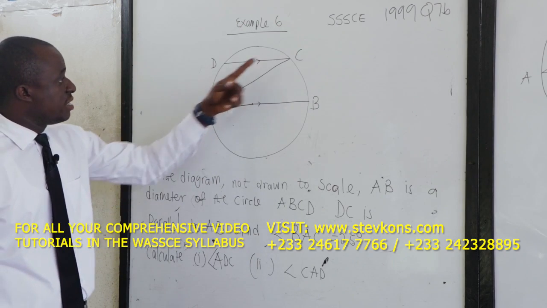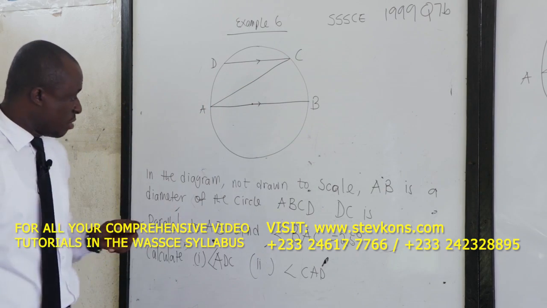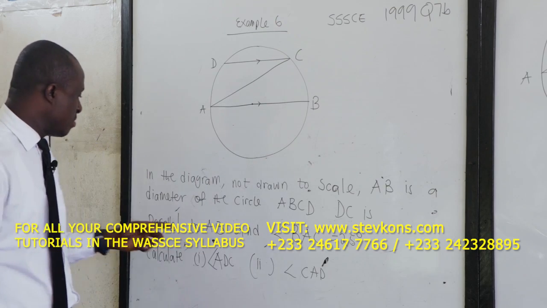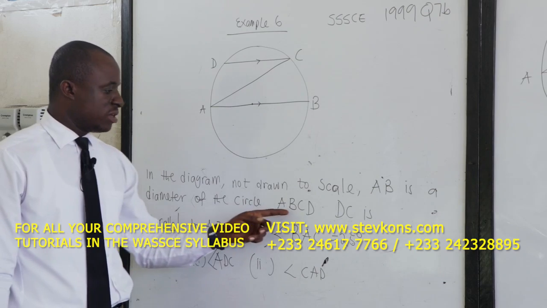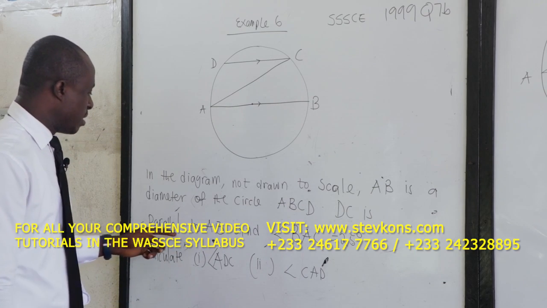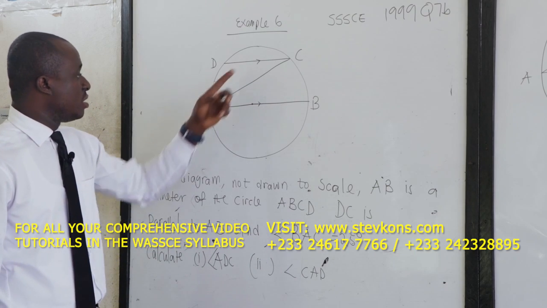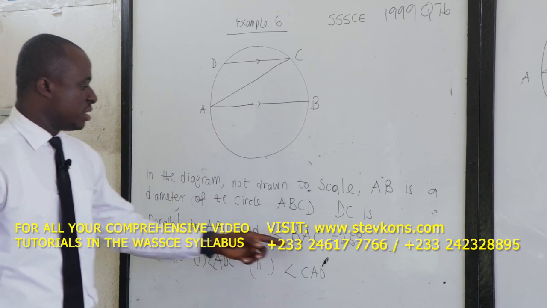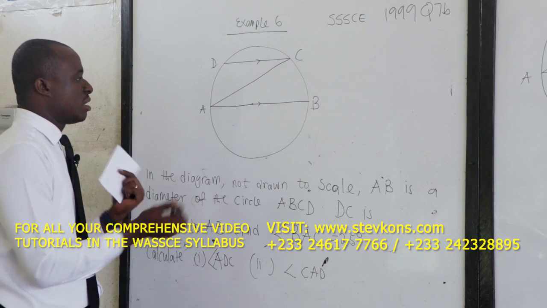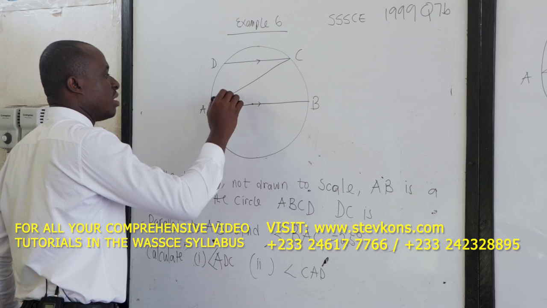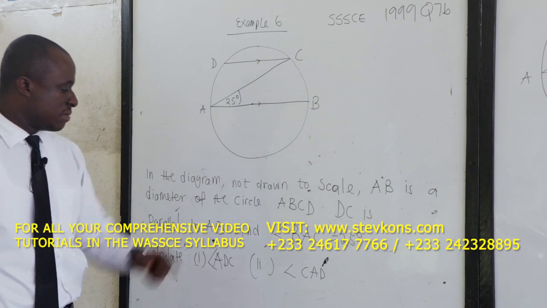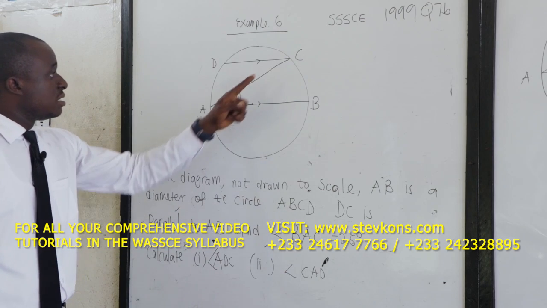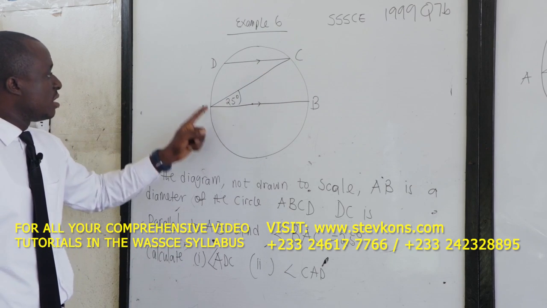Now, this is SSC 1999 question 7B. Clearly, DC is parallel to AB. You have been told that AB is a diameter. It says that in the diagram not drawn to scale, AB is a diameter of the circle ABCD. DC is parallel to AB, and BAC is 25 degrees. So the angle here, that is 25 degrees. To calculate ADC, and then we should also find CAD.